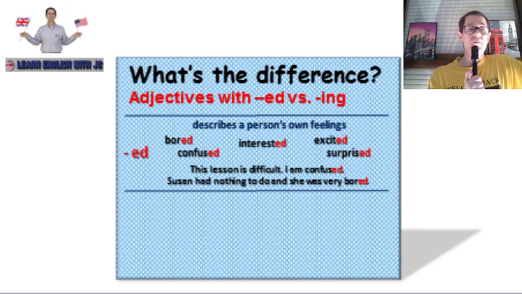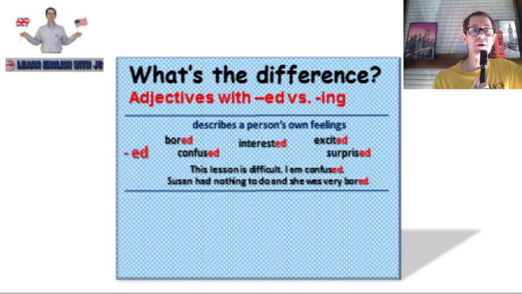So for example, we have an example here. This lesson is difficult. I am confused. You see the ed, I am confused, because it describes your feelings. Or another example is, Susan had nothing to do and she was very bored. The adjective here is bored, ending in ed because it expresses Susan's feelings.